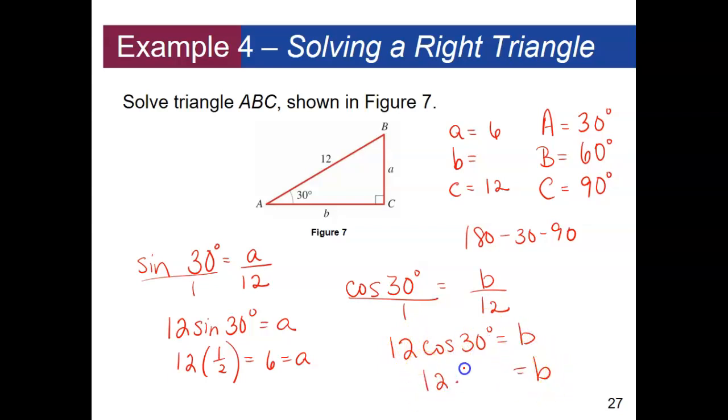Cosine of 30 is the square root of 3 over 2, and this is where they're going to want you to substitute square root of 3 over 2 instead of giving the decimal for that. So 2 goes into 12 6 times. My answer is going to be 6 times the square root of 3.